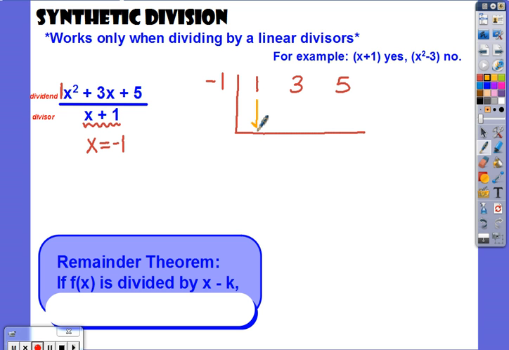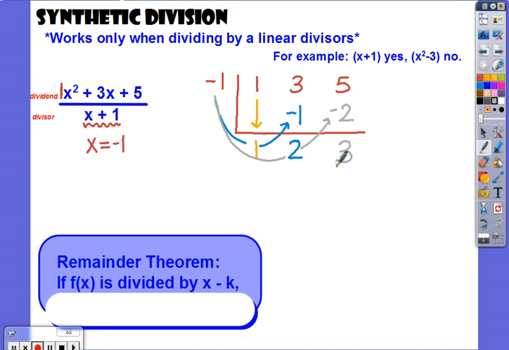You drop down the leading coefficient, and then you do that times that and put it there. So negative 1 times 1 is negative 1. And then, unlike long division, we're going to add in synthetic division. So we'll do 3 plus negative 1 is 2. And then we'll repeat that swinging around motion. So negative 1 times 2, put it here, and we get negative 2. And we add. So 5 plus negative 2 is 3. So our answer is 1, 2, 3, but not really.